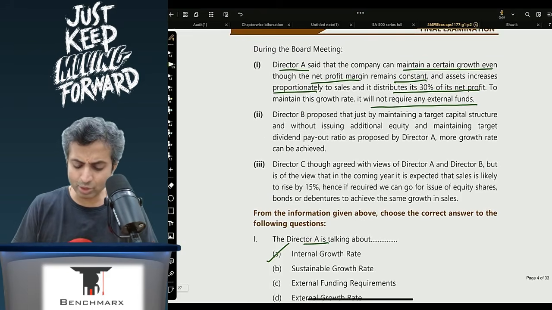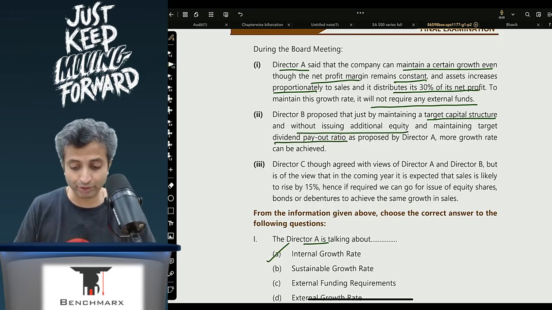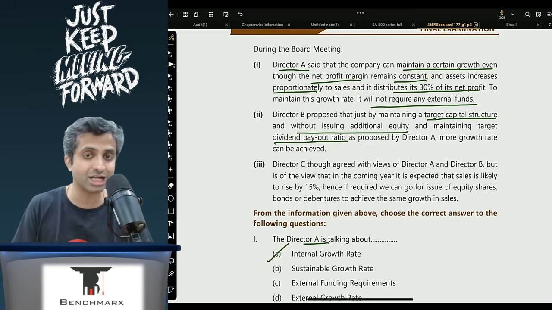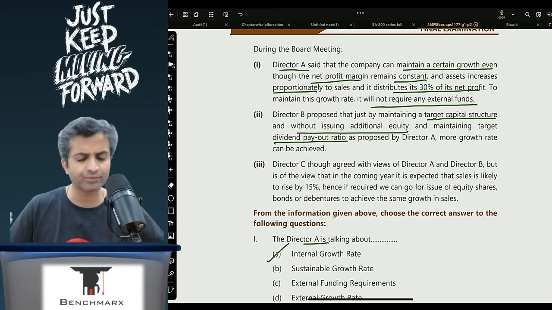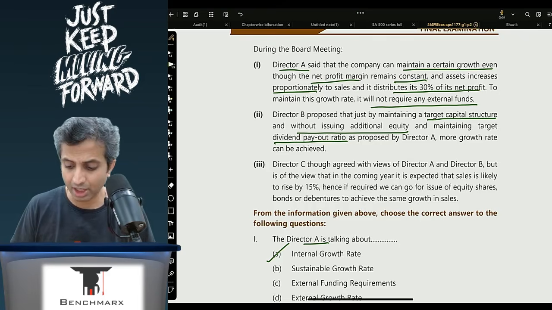Okay, next you have point B. Director B proposes that just by maintaining a target capital structure and without issuing any additional equity and maintaining the target dividend payout ratio. So if your target dividend payout ratio is maintained, that means if your payout ratio is maintained, then your retention ratio can be fixed.